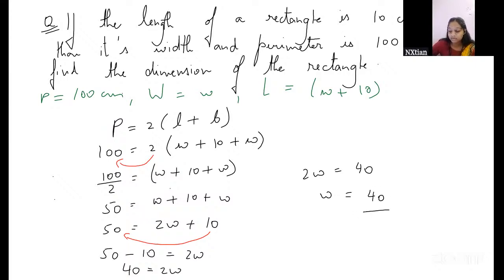Ma'am, doing it with W is so confusing, ma'am. Ma'am, just write W equal to B here.